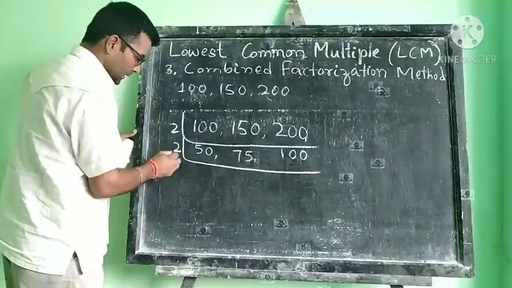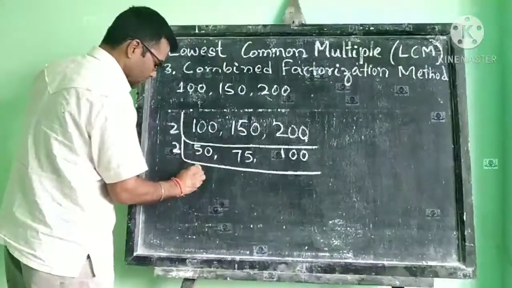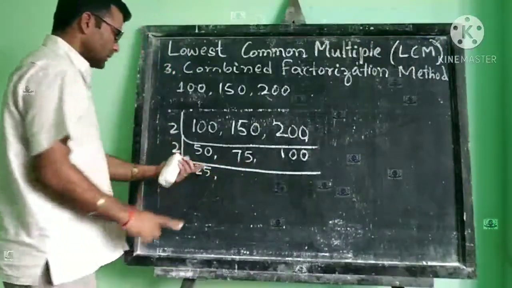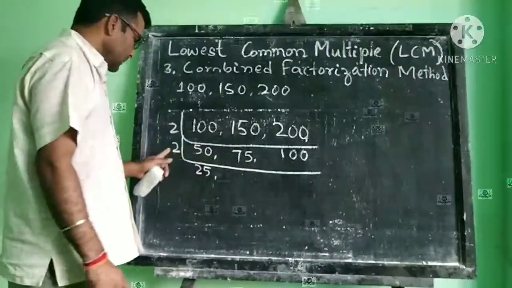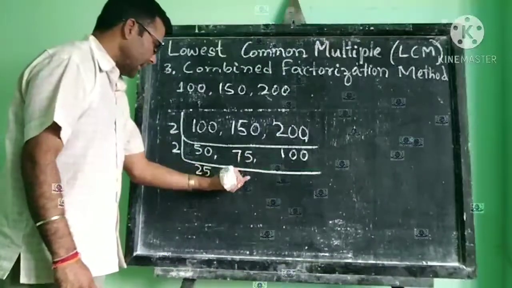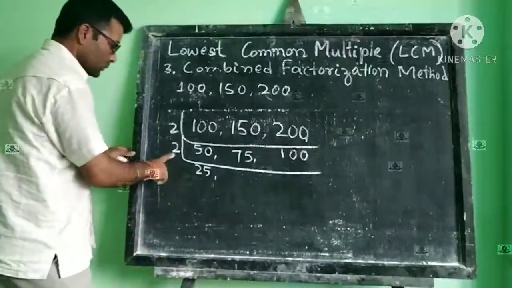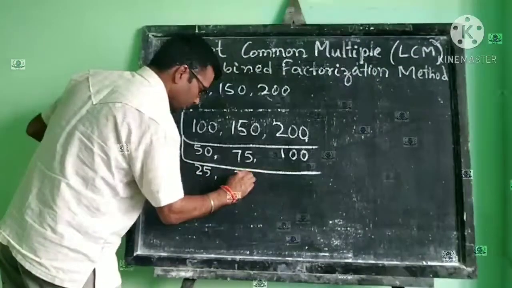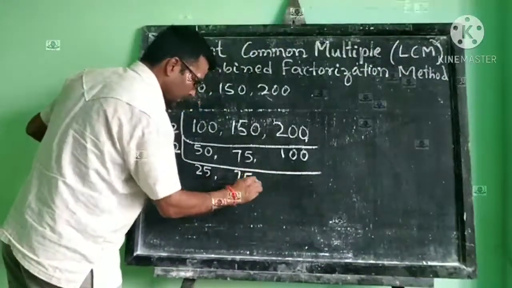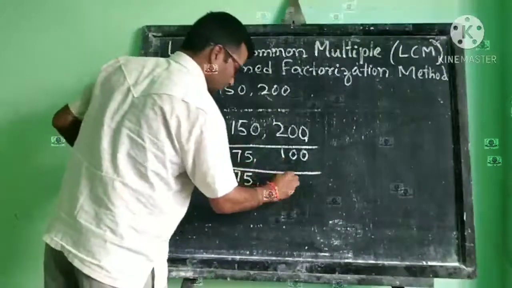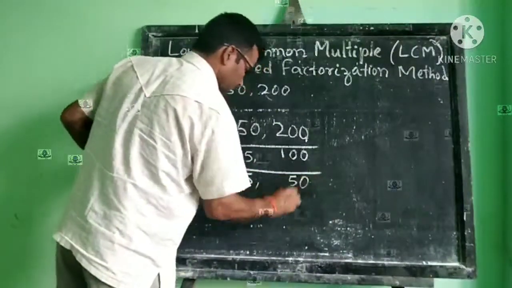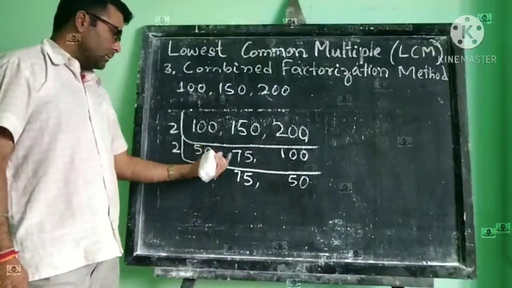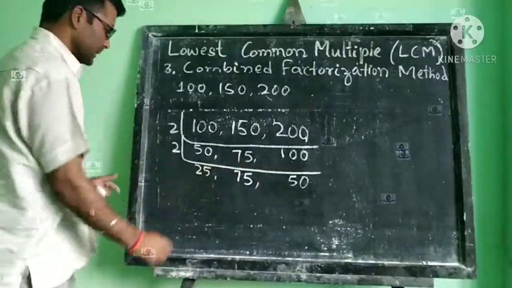So once more you can divide it. 2 2s are 4, 2 5s are 10. Then in this case what you will do, if it is not divisible by this number, then you can bring this number as it is here. So 2 cannot divide 75, so 75 remains 75 here also. It comes down as it is. Then you can divide this number, 2 5s are 10. That means whichever number you can divide, just divide it. Whichever number you cannot divide, you just bring down as it is.